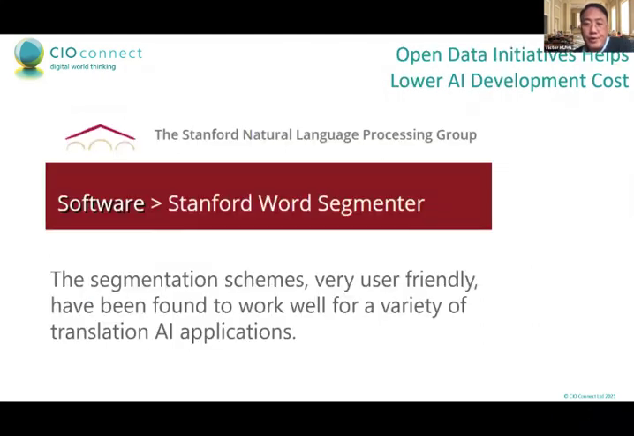One of the high usage of language data is in Stanford WordNet Semantic, and this has been widely used in the world, and that's why there are a lot of good AI translator and language applications available in the world because of this good open data available.